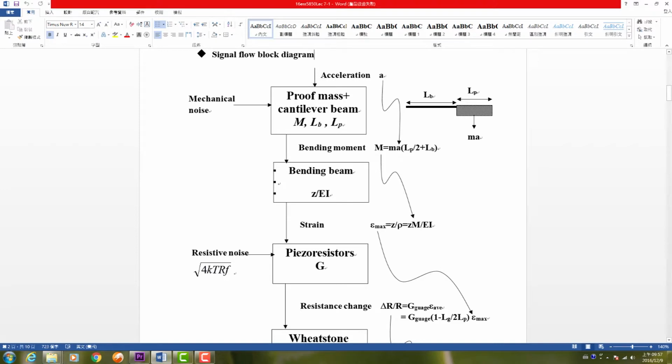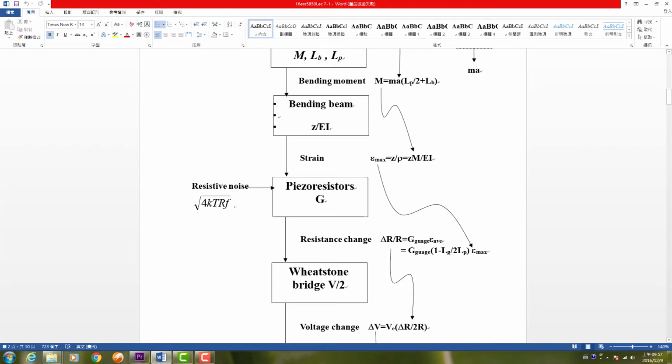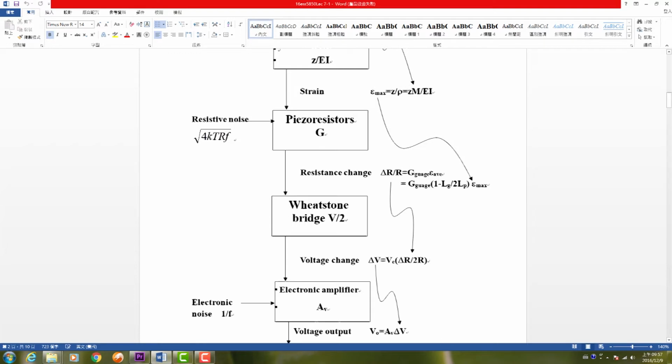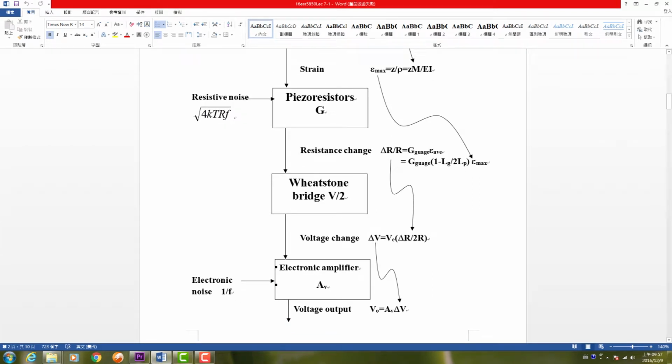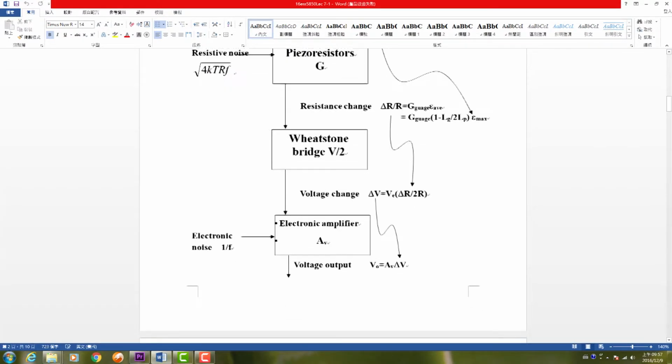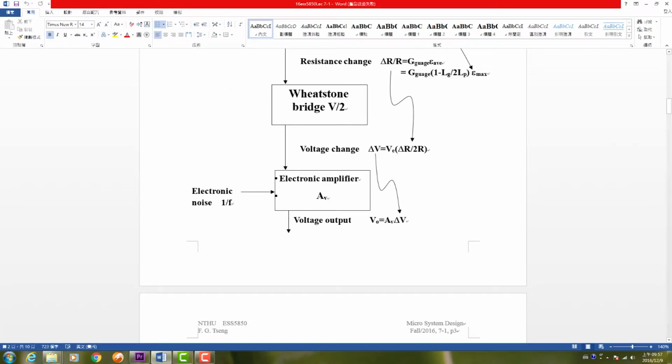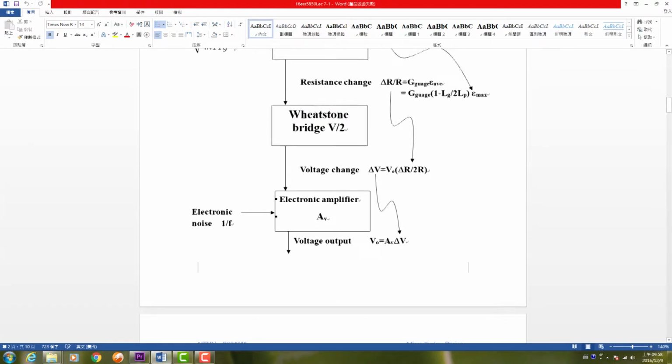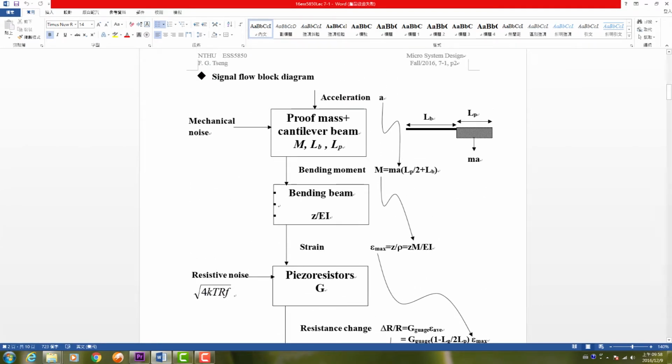During the signal transformation, there are actually three sources of noise from different aspects. The first one we call the mechanical noise. The mechanical noise appears when you have a proof mass and cantilever system. Outside interference, like vibration, and the atmosphere inside, where the gas molecules keep bumping onto your cantilever, will give the mechanical noise.